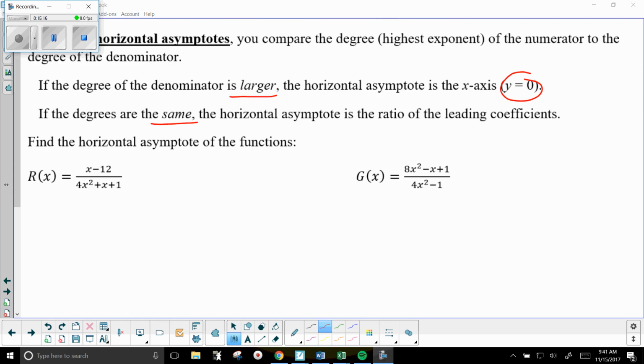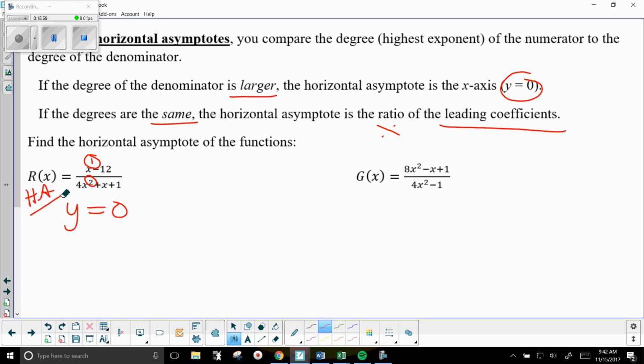If the degrees are the same, the horizontal asymptote is at the ratio, meaning division, of the leading coefficients. What is a coefficient? The number of x. Good. The number in front of the largest x exponent in standard form. So let's take a look at r of x. Which scenario is this? Is the denominator larger or are they the same? The degree of the numerator is 1, x to the first power. The degree of the denominator is 2. So if that's the case, what's my answer? Y equals 0. That is a horizontal asymptote.